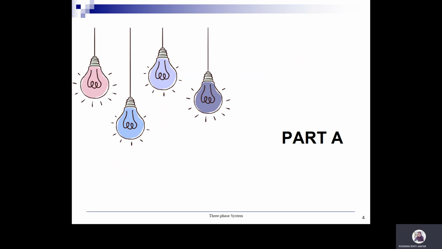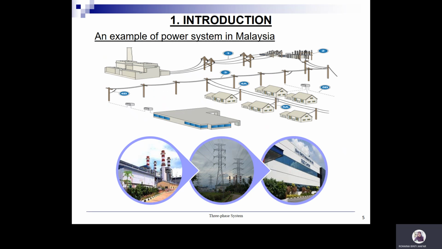So let's start with part A. So this is an example of power system in Malaysia. So this is the complete system. So here, this is the generation division. And then you have transmission division.